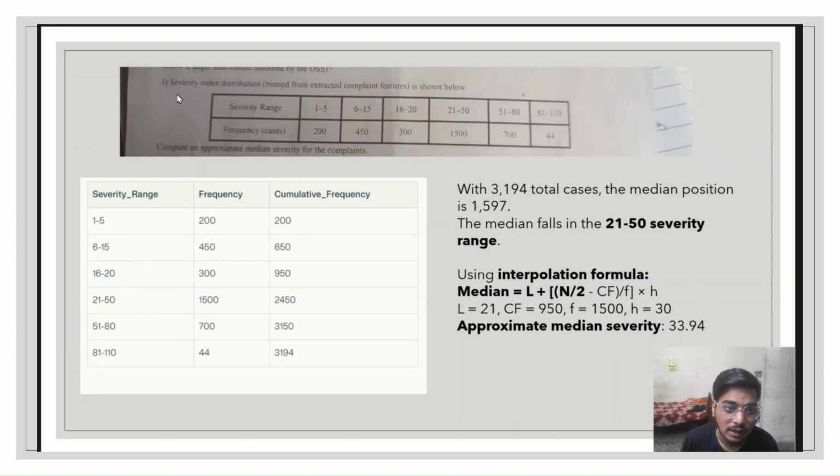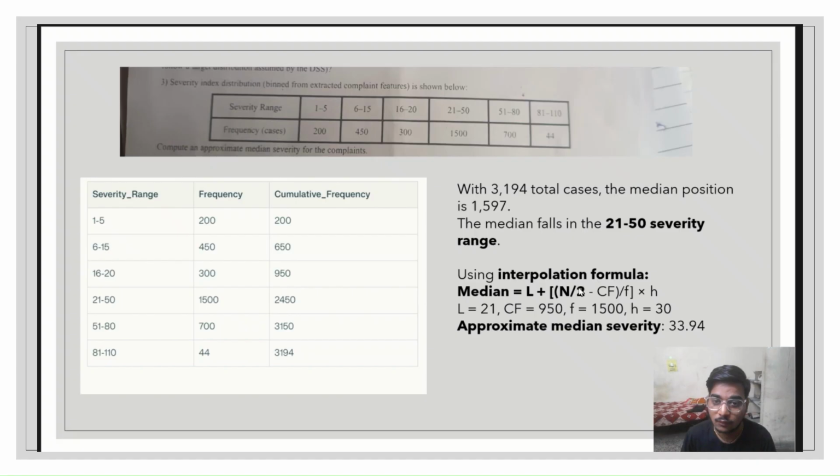Here we are given a severity index distribution which is built from extracted complaint features, and we have to compute an approximate median severity for the complaints. So here's the severity range, here's the frequency. We will calculate first the cumulative frequency. So we have a total of 3,194 cases and the median position here is 1,597. So the median falls between the range 21 to 50 severity range.